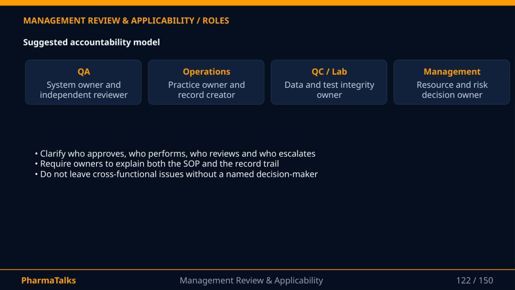It's important to clarify exactly who approves, performs reviews, and escalates each step. Every owner must be able to explain both the standard operating procedure and the corresponding record trail to maintain transparency. We must also avoid leaving any cross-functional issues without a clearly identified decision-maker to prevent confusion and delays. This structured approach ensures efficient management review and effective applicability across teams.